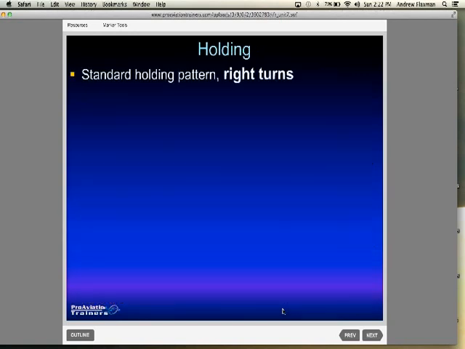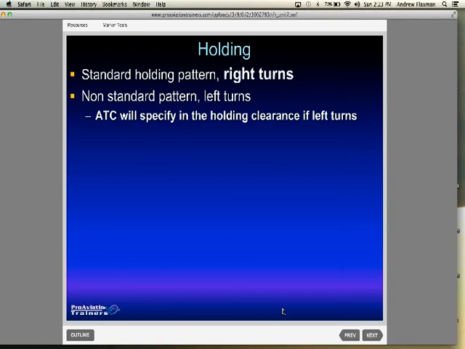All right, so standard holding patterns are right turns unless otherwise specified. Obviously, if it's not standard, it would be non-standard to the left. I think that kind of goes without saying. ATC will specify in the holding clearance if it's left turns. So it says, hold east of the Snow VOR on the 090 degree radial, standard turns, or they may say left turns.